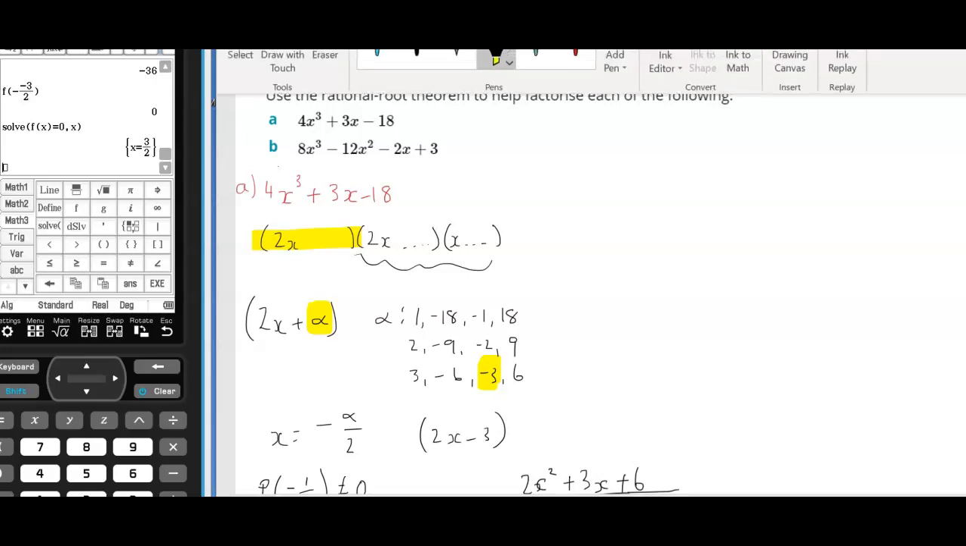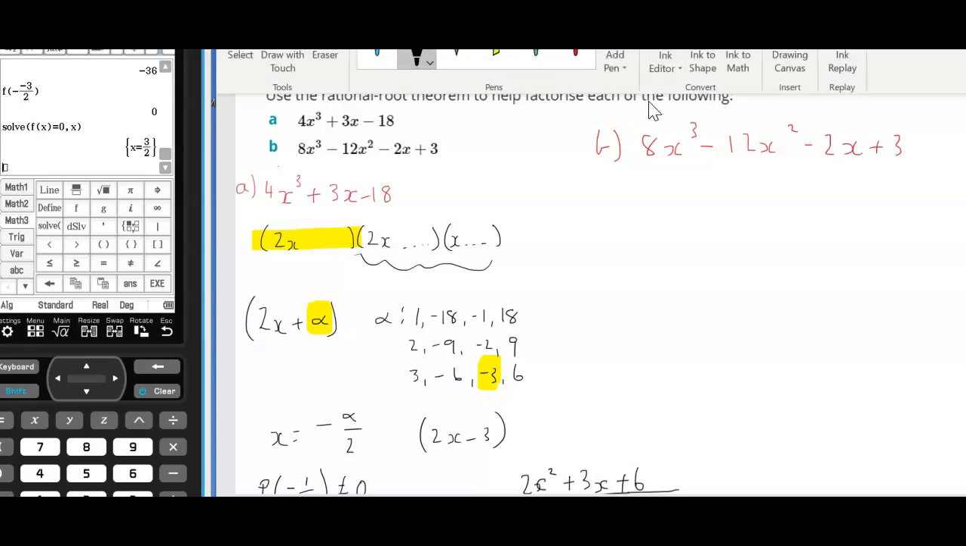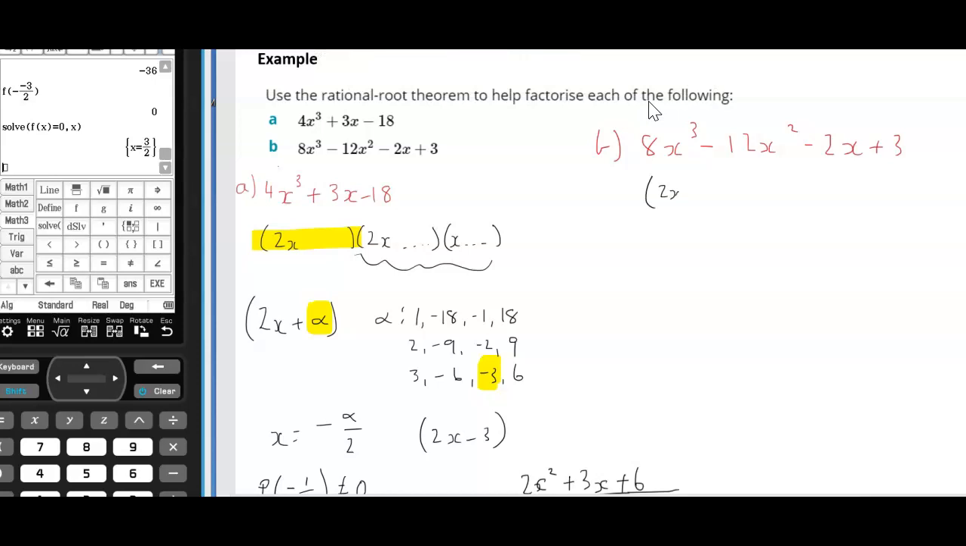Just going to write that down. I haven't done B yet, so this is going to be a good test. 12x squared minus 2x plus 3. Let's write out the factors. We've got 8x here, so I'm going to have 2x, 2x, and 2x. We don't know what these are. Because we're using the rational root theorem, I'm going to assume that they're not integer solutions.